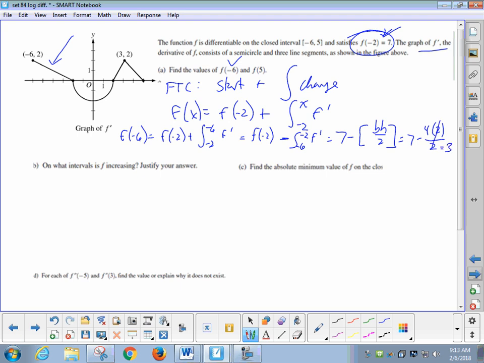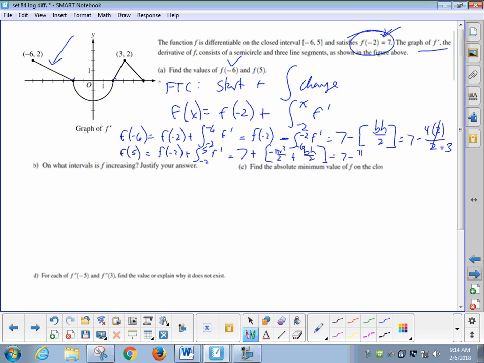Okay? If I want f at 5, it's f at negative 2 plus the change from negative 2 to 5. This doesn't need to be rearranged. It's already going lesser to greater, so we're cool there. F at negative 2 is 7 plus areas from negative 2 to 5. Well, here's negative 2 to 2. That is a half circle, and it is below the axis, so it has to be negative. Then you're going from 2 to 5. That is a triangle, and it is above the axis, so it must be positive.